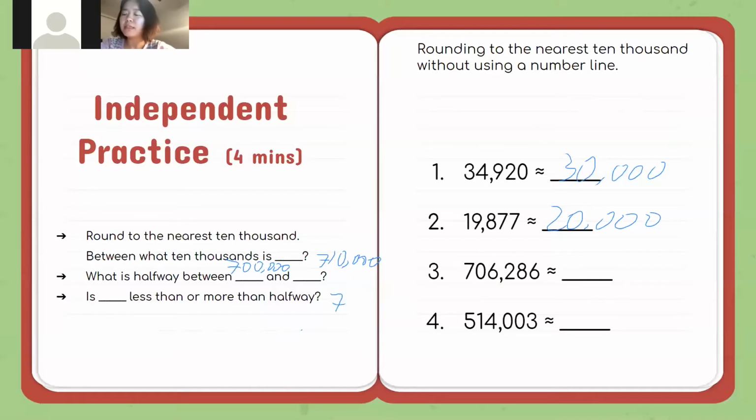It will be 705,000. And is 706,286 less than or more than the halfway? The answer is more than. Okay, and with the number that is more than the midpoint, we will round this number up. So our answer is 710,000.